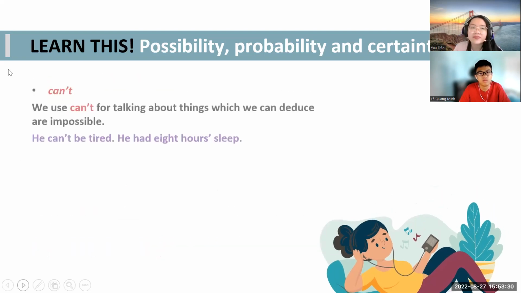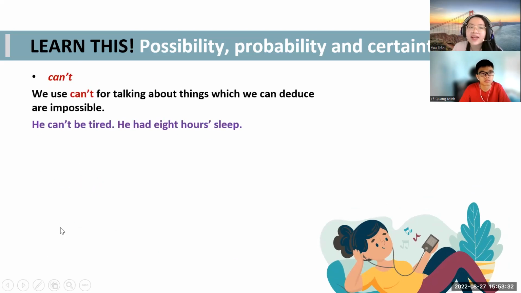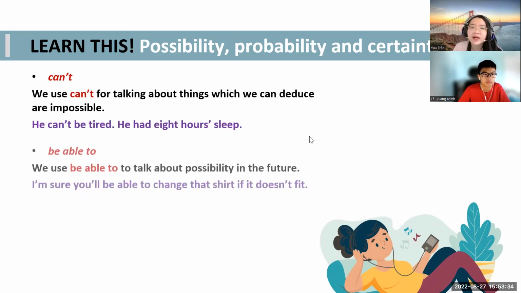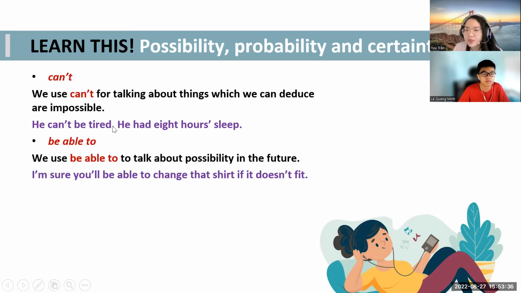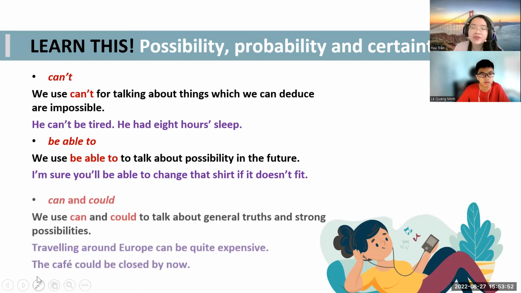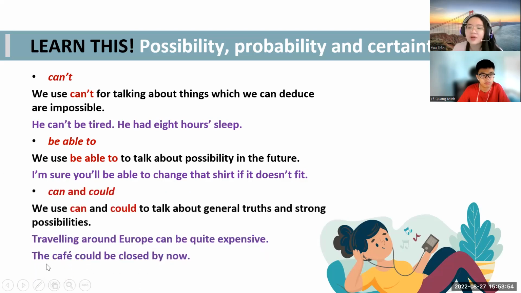Rồi, tiếp. Rồi, can't. We use can't for talking about things we wish we can deduce are impossible. Rồi, can't này là chúng ta không thể tin được điều gì đó đang xảy ra trước mắt mình. Mình tin rằng điều đó là không thể. Rồi sau đó là thực sự nó xảy ra trước mắt mình thì mình nói là that can't be true. Điều đó không thể nào xảy ra được. Được chưa? Rồi, và be able to nói về một việc mà con người có thể làm, có thể thay đổi cái gì đó. Can và could nói về general truth.